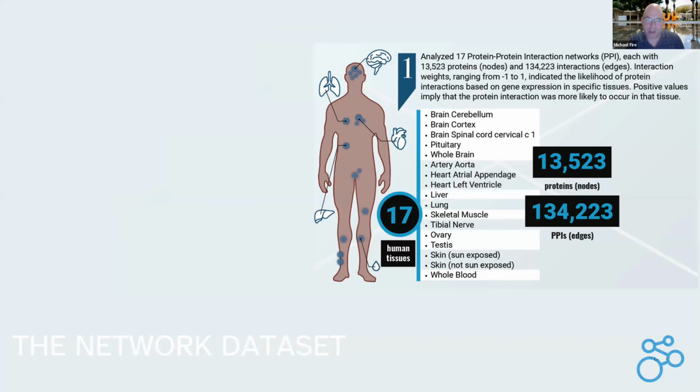The first step is collecting data. Similar to Esti, we use their data set with 17 human tissues, and we have PPI networks, protein-to-protein interaction networks, with the same number of proteins and interactions. The difference between this and the online social network is that in an online social network, we only record whether a link exists or doesn't exist. In this case, we have a weight for each interaction between proteins, between -1 and 1. That is the likelihood of a two-gene expression.